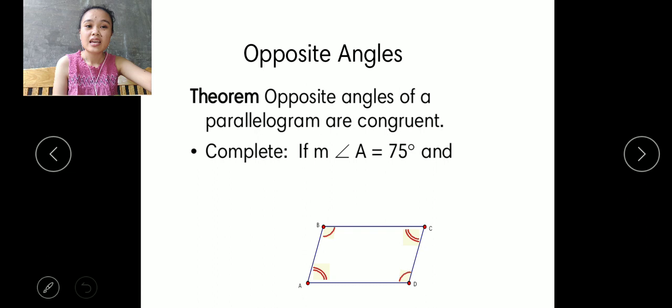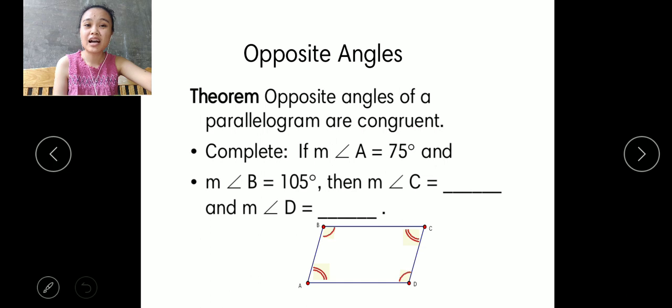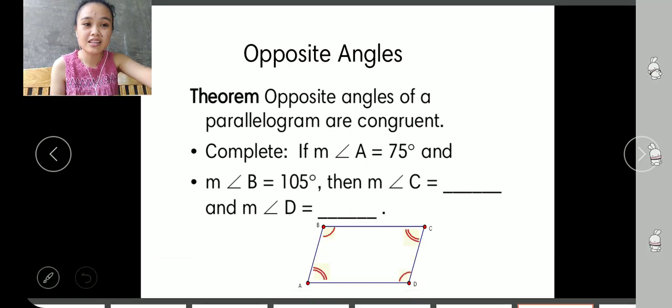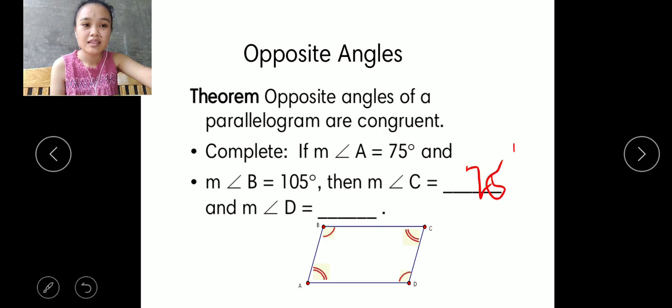So complete. If the measure of angle A is equal to 75 degrees and the measure of angle B is equal to 105 degrees, then the measure of angle C is equal to blank and the measure of angle D is equal to blank. If you are going to answer that one, go back to the theorem. Now, what is the opposite angle of angle C? The opposite of angle C is angle A. What is the measure of angle A? That is 75 degrees. So the answer for this is 75 degrees.